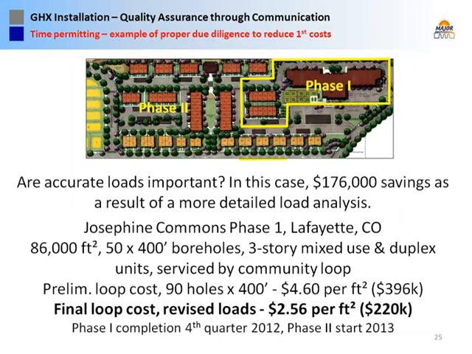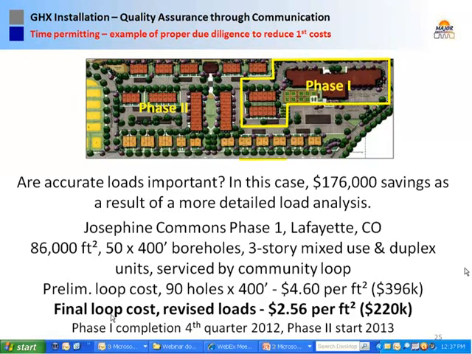Have a project, we're actually in phase 2 right now. This is a low-income housing project. Just by proper design, going through the pre-design process with the architect, we dropped from 90 holes to 50 holes and saved quite a bit of money on this thing. Nearly, a little over $170,000 in installation costs by just proper design evaluation.